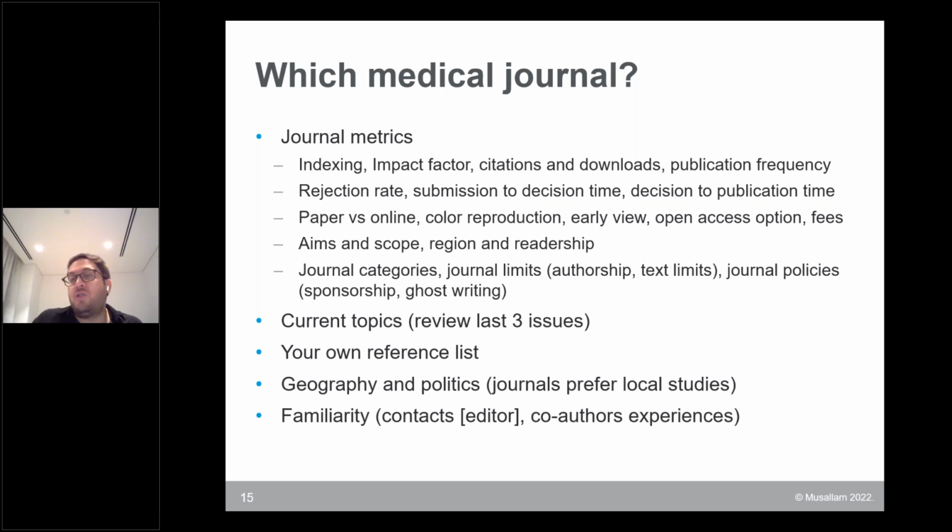One very good way actually to find the best, most suitable journals for your work is to look at your own reference list, because you're citing relevant work.